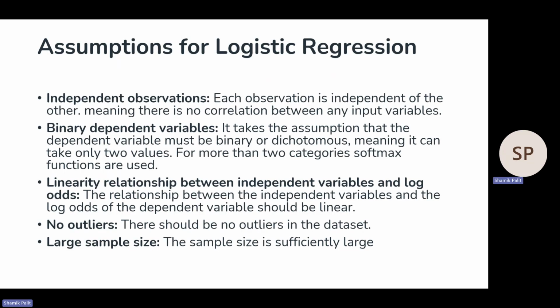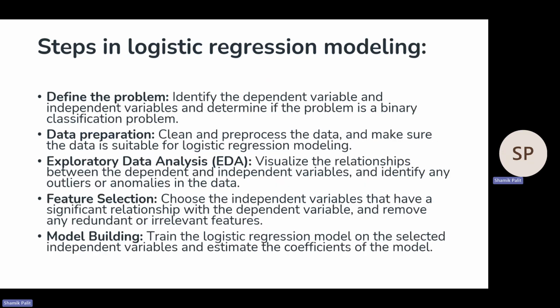There are certain assumptions always made in logistic regression, like independent observations, a binary dependent variable, and a linear relationship between dependent and independent variables, provided there is no outlier. And we always consider a very large sample size of the data set while working with any logistic regression. So this is something we always have to keep in mind while working with logistic regression.